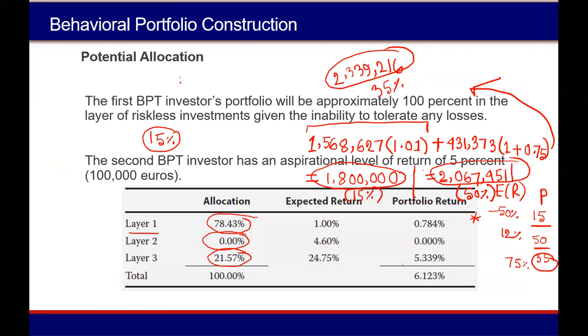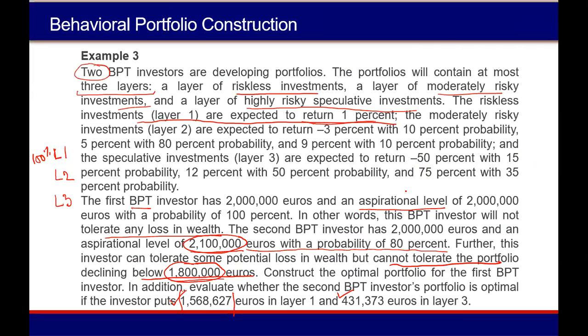Yes, sir. His risk objective, or safety objective, is perfectly satisfied with this allocation. So with this allocation, it is perfectly satisfied. Okay, then next one is his aspirational level for return. So he wants to make sure that he will have 2.1 million euros with a probability of 80%.